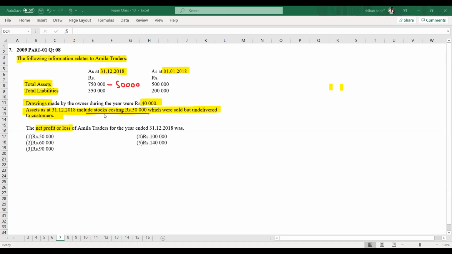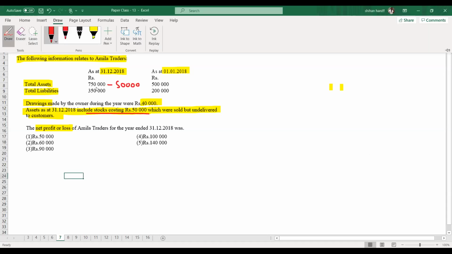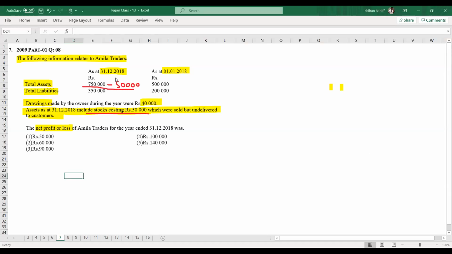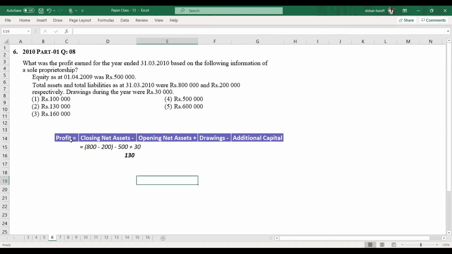Right. So 50,000, there is a stock which is already sold but undelivered, which is in the closing asset value. So that has to be deducted from the total assets as at 31st December because it has been already sold. That's actually the total asset value is 700,000. Now let's calculate the net profit. So what is the equation? Net profit, use this equation.